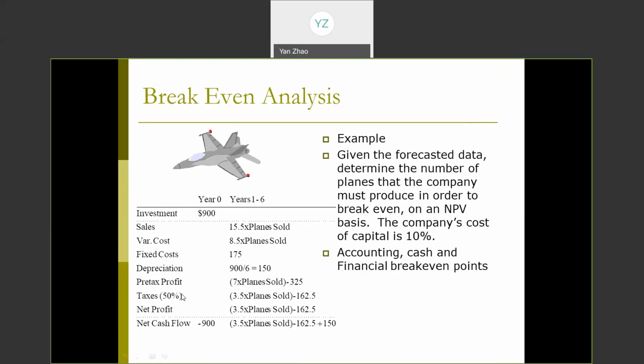Suppose we have 50% tax. You cut the profits in half. The net profit is the remaining half. Net cash flow for year 0 is your initial investment, $900. And net cash flow for the net present value calculation will be the net profits or the net income add back your depreciation. Okay, so now we are done with creating the Excel file.